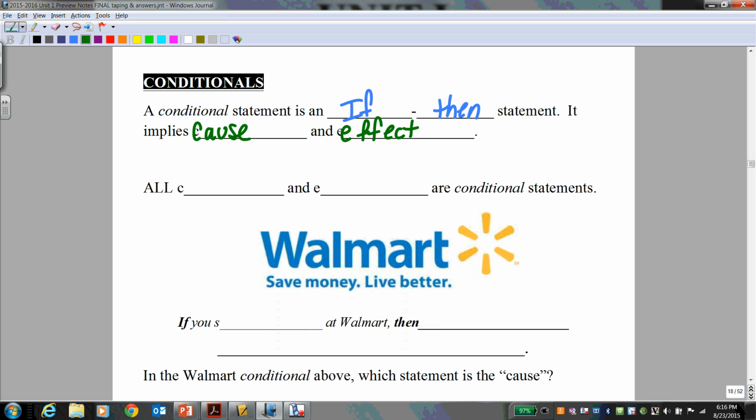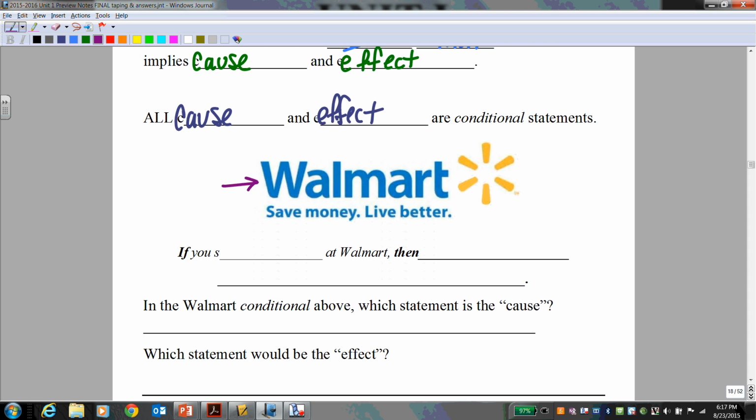A conditional statement is an if-then statement. It implies a cause and an effect. All cause and effect statements are conditional, which means all advertisements are conditional. Every single advertisement you see, whether a written advertisement, a TV advertisement, a radio advertisement, it's basically claiming if you purchase this product, if, cause, then there is some sort of benefit.